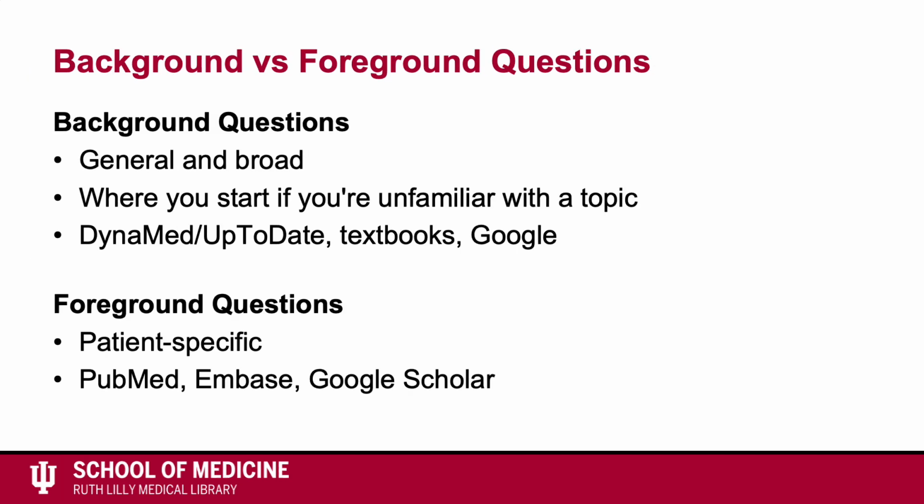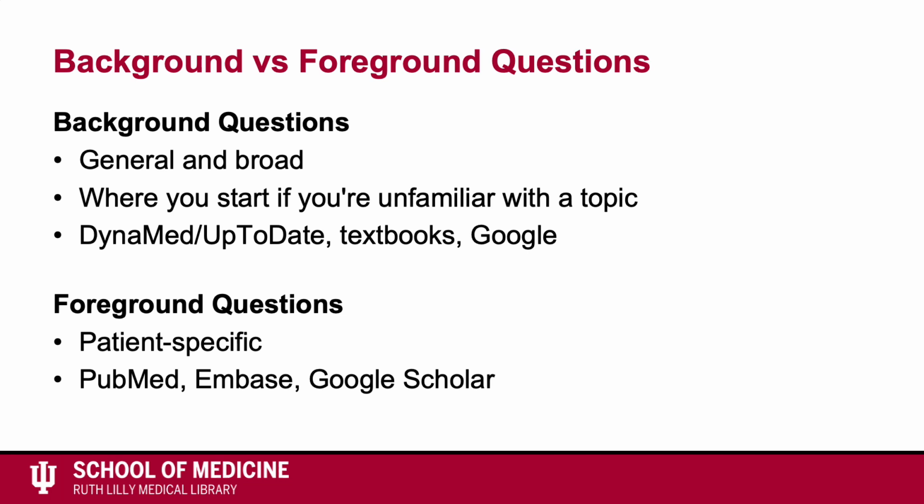It's helpful to recognize what type of question you have before you start searching for an answer because certain types of questions are best answered by searching in different places. If you don't know much about a topic, you're usually asking a background question such as, what are the treatment options for smoking cessation? You can find answers to these types of questions in point-of-care tools like Dynamed or UpToDate, in textbooks, or even on Google.